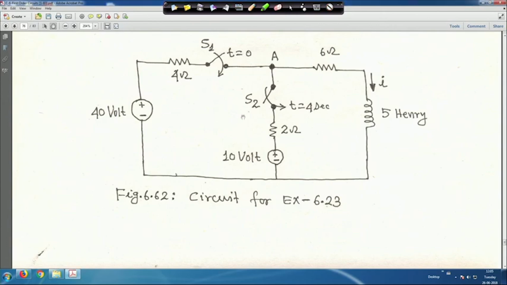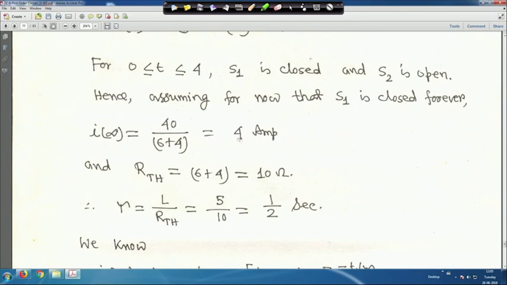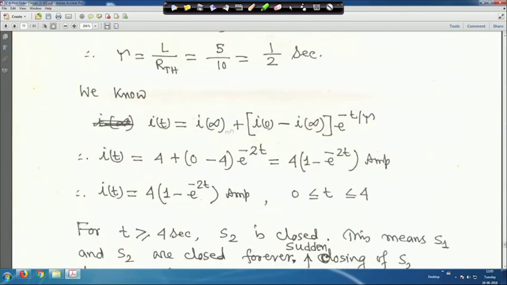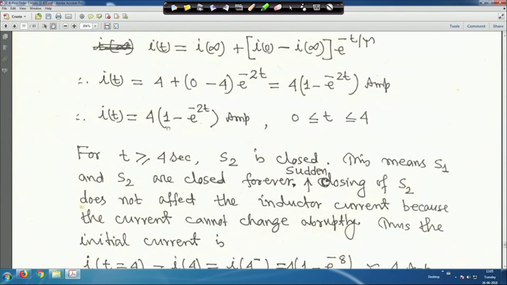So, with everything I said, with this I infinity 4, R Thevenin 10 ohm, tau is half second, and we know this formula I t is equal to I infinity plus I 0 minus I infinity times e to the power minus t by tau. Put all these values, you will get I t is equal to 4 into 1 minus e to the power minus 2 t ampere, that is in between 0 and 4 second, because switch S1 is closed, right.